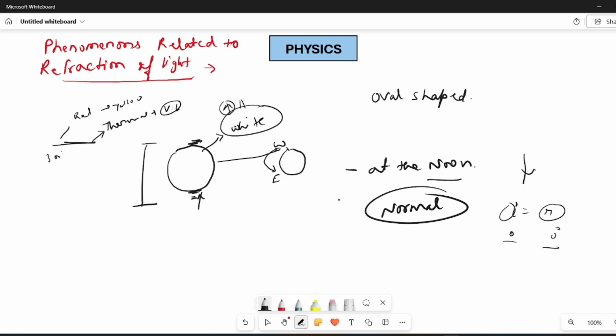So the temperature of the photosphere, on the outer surface of the sun, is 6000 degrees Celsius. Okay, so this is it.